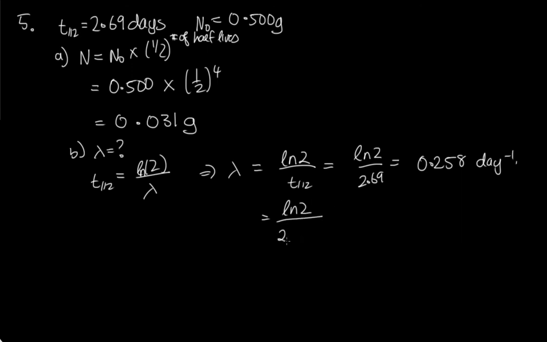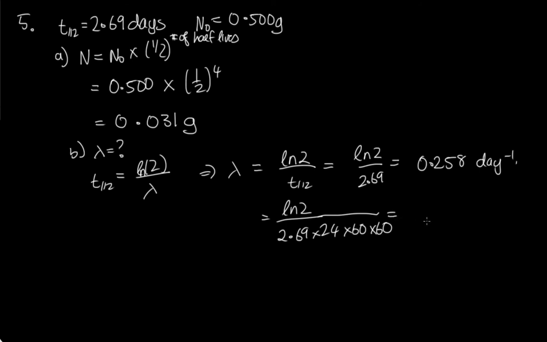The other option is we could get this into inverse seconds, so we do log 2 divided by this time in seconds, should be 2.69, that's the number of days, times 24, there's 24 hours in a day, times 60 times 60. So this converts it into hours, this is into minutes, and this converts it into seconds.